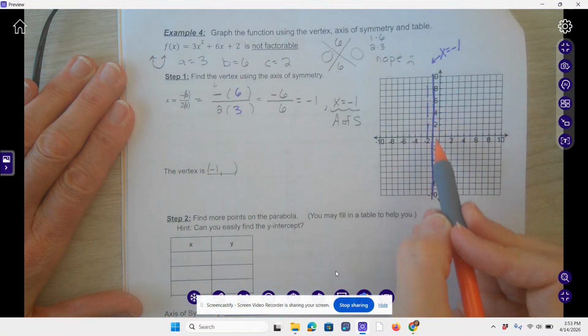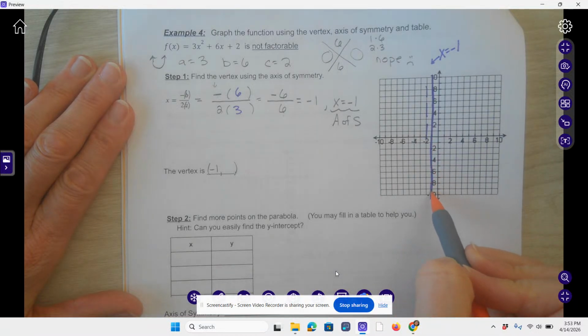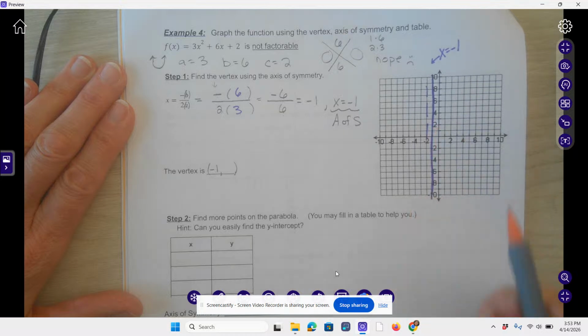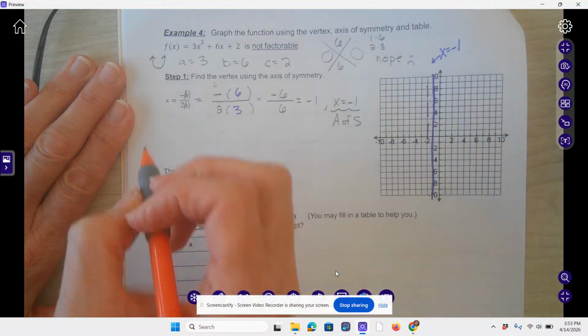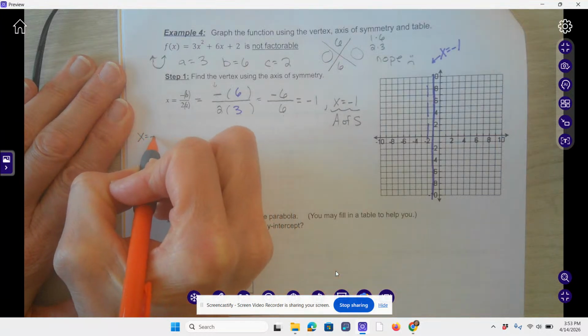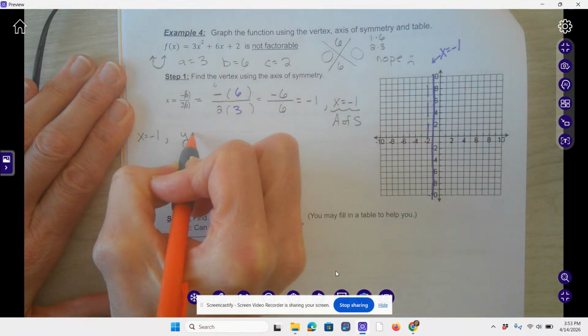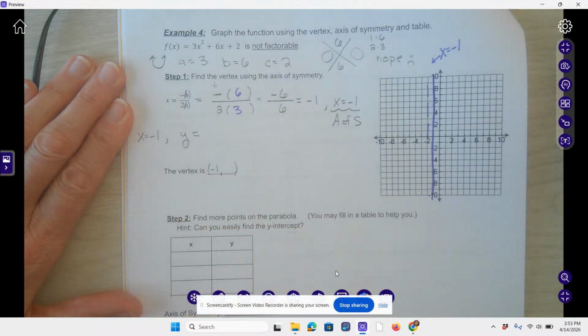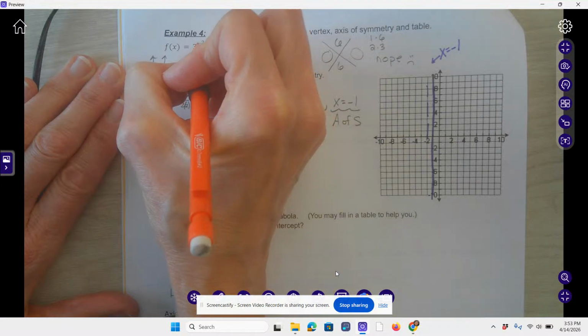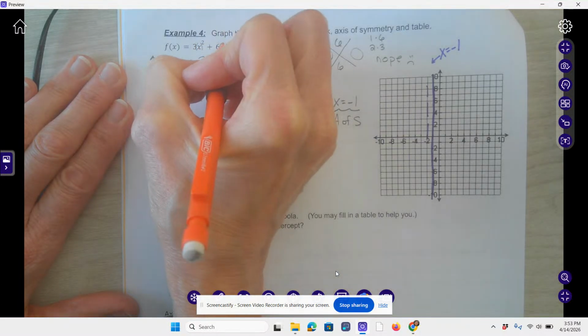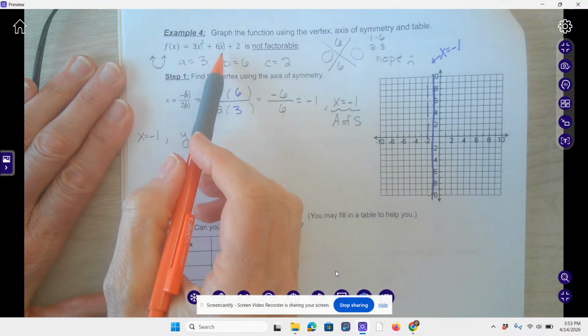We know the vertex will be on this line, but we don't know if the bottom of the vertex will be down here or here or here. So let's figure out what the other half of the vertex is. When x equals negative 1, we want to find the y that goes with it. This equation right here will give us the output for any input we need.